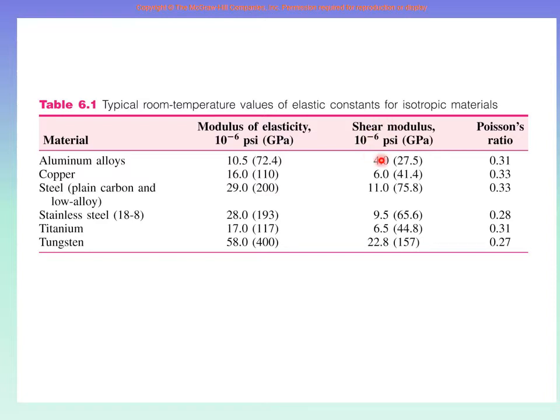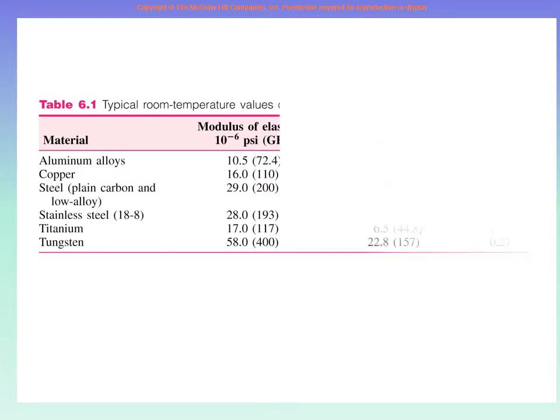We will see later on that in some books, shear modulus capital G is also called modulus of rigidity. Modulus of rigidity, how rigid the material is. And Poisson's ratio nu we have already discussed. So all these three are material properties. They have one value for one material.